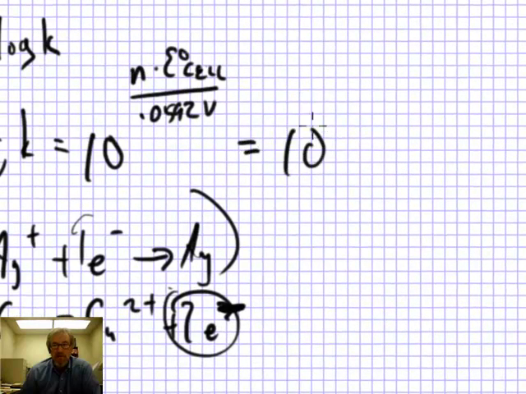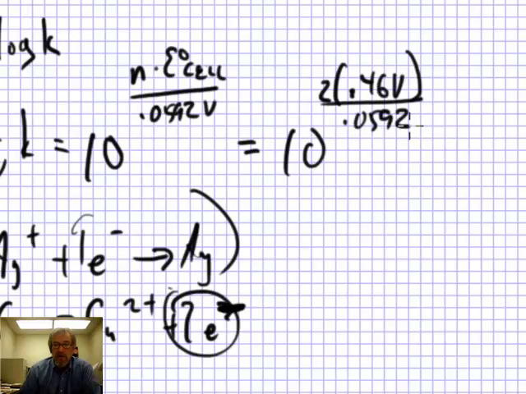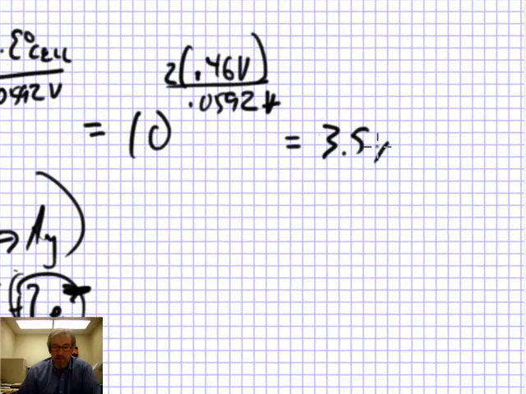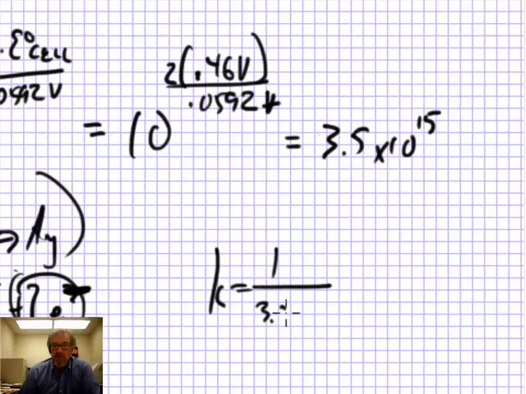10 to the 2 times, and it said that E cell was a positive 0.46 volts, and then we're dividing by 0.0592 volts. Multiply that all out and raise 10 to it, and you end up with 3.5 times 10 to the 15th. However, since this reaction that we were doing this for is the reverse of the one we're trying to find the potential for, the actual K for our reaction is 1 over 3.5 times 10 to the 15th, which equals 2.9 times 10 to the negative 16th.